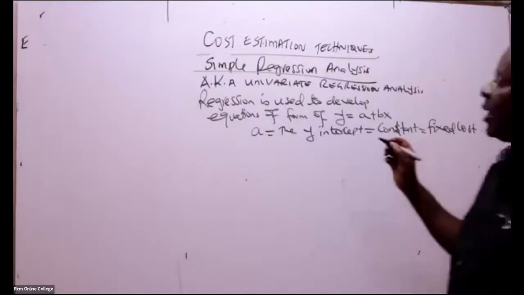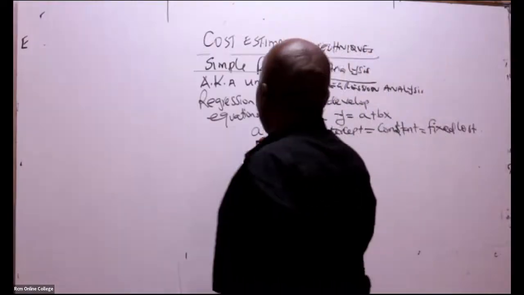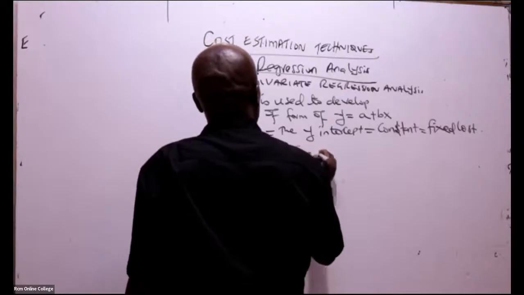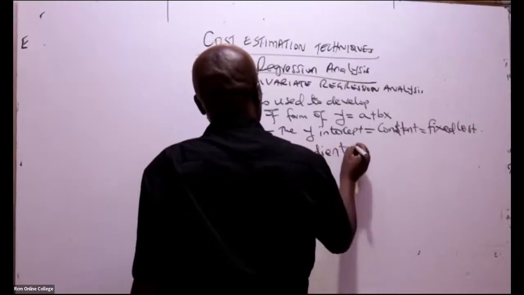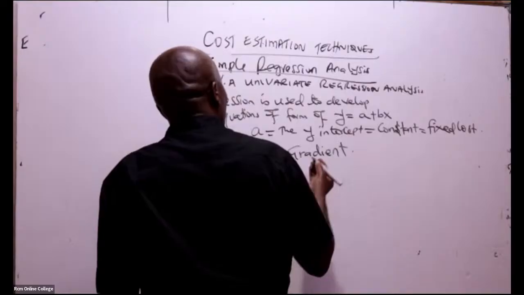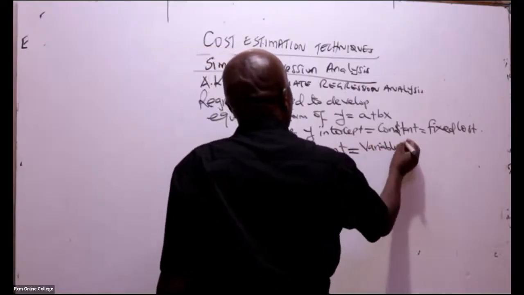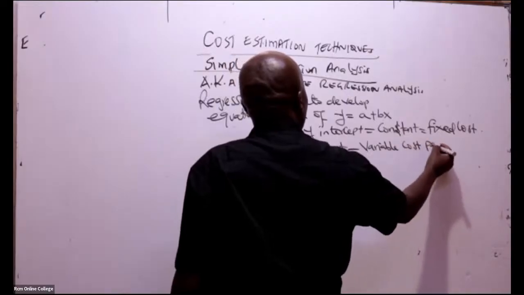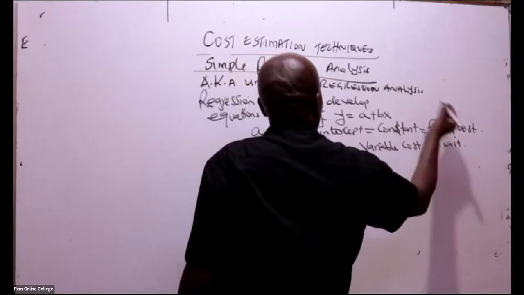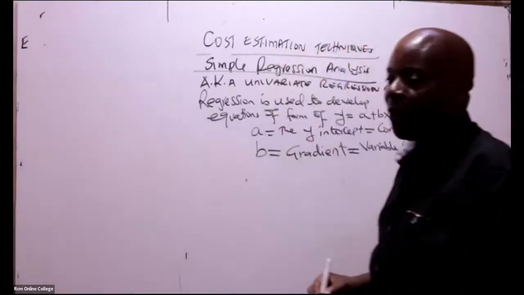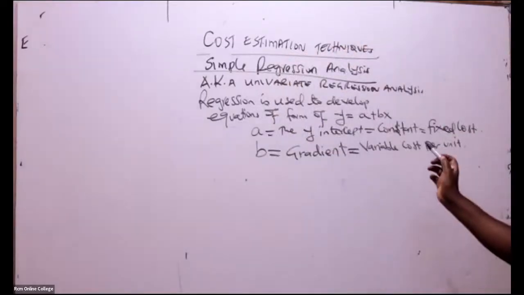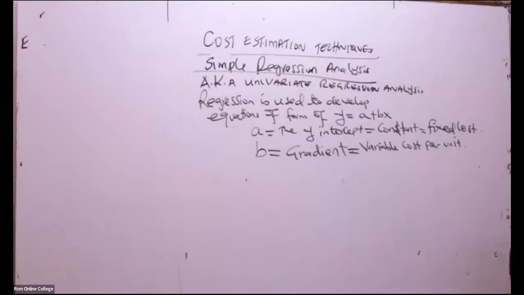And then we have B, which is the gradient. So the gradient will be our variable cost per unit. Variable cost per unit. So let me know whether you great ninjas have been able to write up to here.